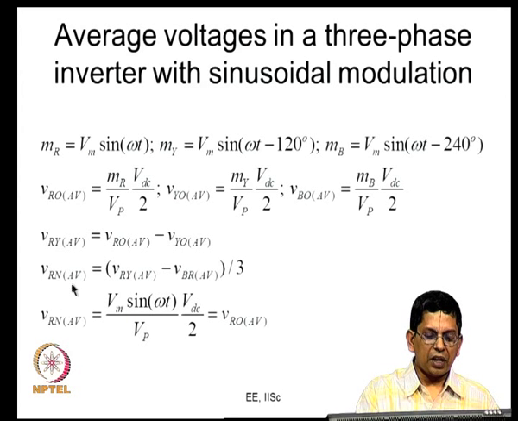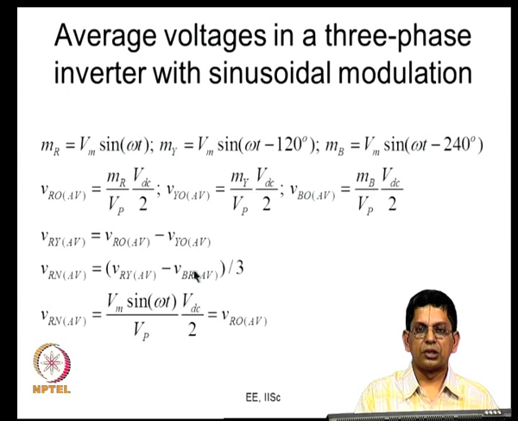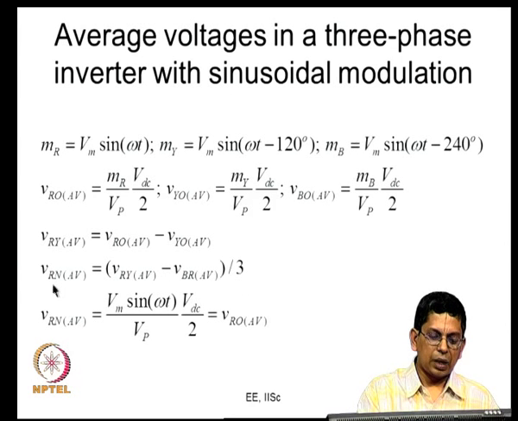Then you can come up with VRN average. This is the line to neutral voltage on the load. R stands for the load terminal, N stands for the load neutral. So, VRN is the load phase to neutral voltage. This you can arrive at by taking VRY average minus VBR average, divided by 3. Once again, these two are sinusoids and their difference would be a sinusoid. When you subtract this from that, its amplitude will be root 3 times that of VRY, and when you divide it by 3, the amplitude for VRN would be the same as the amplitude of VRO.